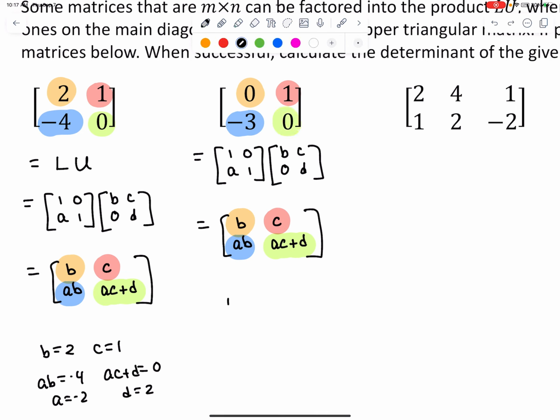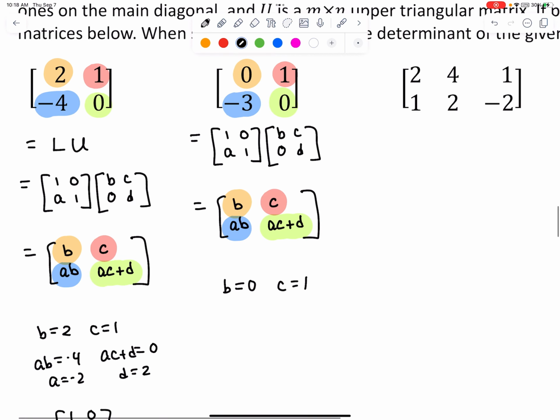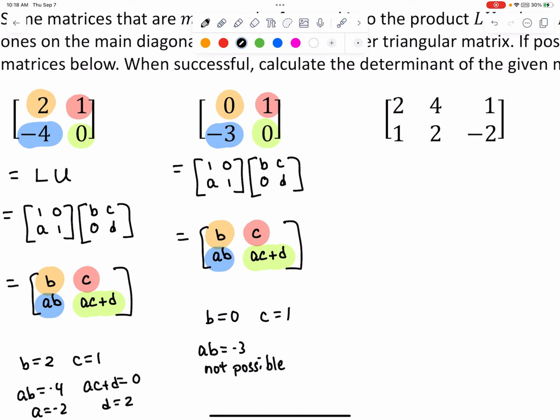So this gives me that B has to be 0. C has to be 1. But notice right here, we have a problem with the AB. If A times B has to be negative 3 and B has to be 0, then AB can never be negative 3. So this is not possible. So this is an example of a matrix that just does not have an LU factorization. All right, let's go to the next one.